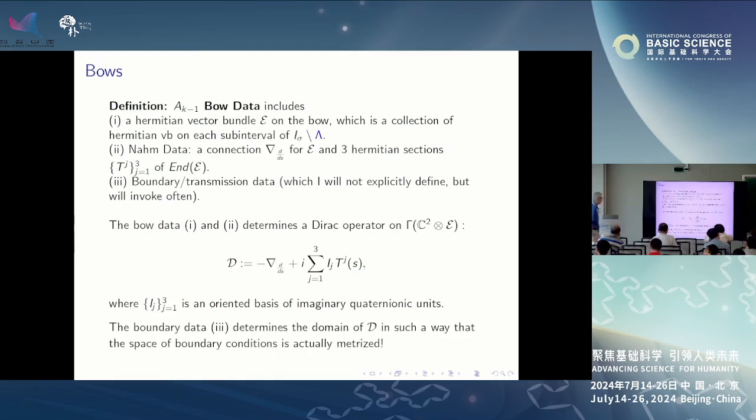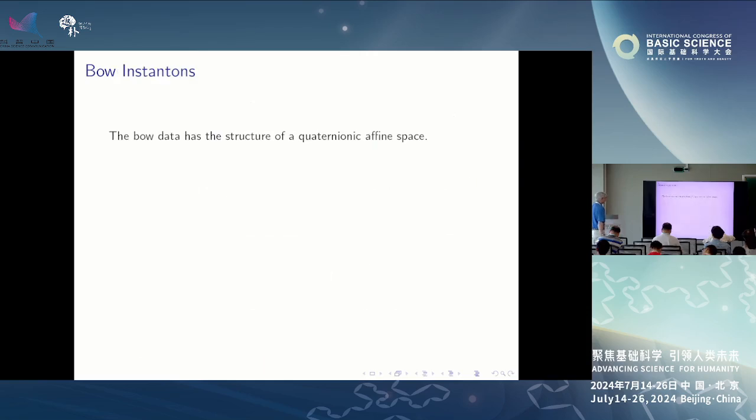All right. Now, the boundary data also is used to determine the domain of the Dirac operator. So I've introduced a Dirac operator, but I've got all these boundary points. So the boundary data is used to determine the boundary conditions. And when I finally understood this, having read Sergey for a while, I was really interested in the fact that it does it in such a way that somehow the boundary conditions are metrized. So that was, to me, an odd phenomenon.